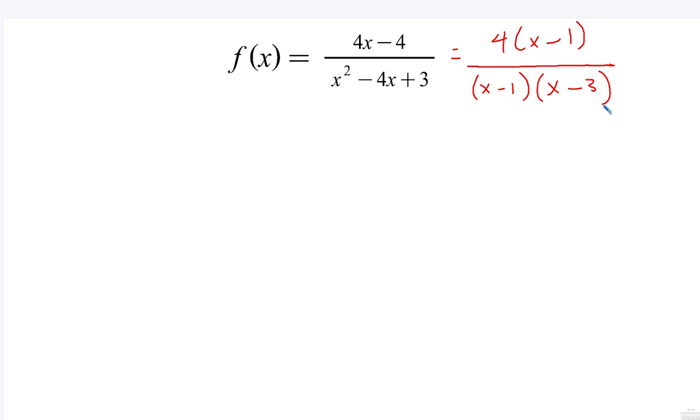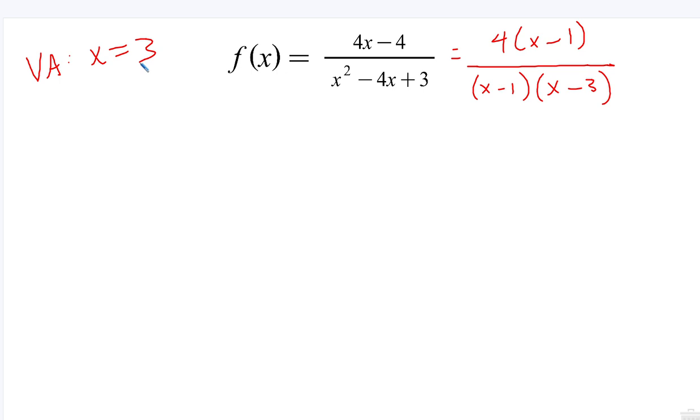And so I could see that this function has a vertical asymptote at x equals 3, but it does not have a vertical asymptote at x equals 1, right? Because the denominator and the numerator both have a factor of x minus 1 in them, which would cancel out. It would give us a hole in this function at x equals 1. So all we're going to worry about is the vertical asymptote at x equals 3 and see if we can figure out what's going on there.